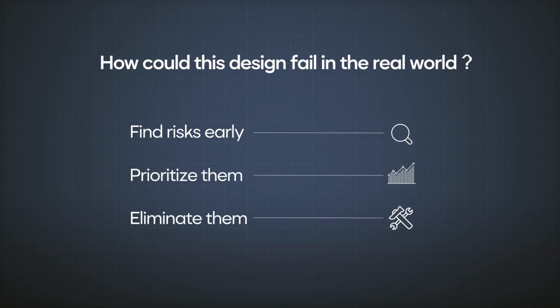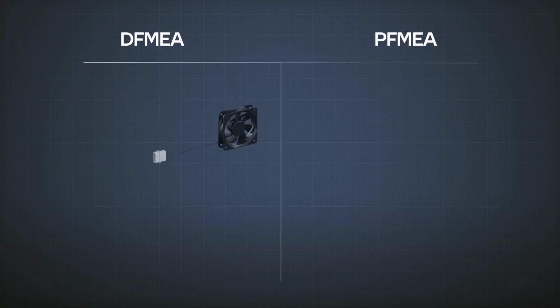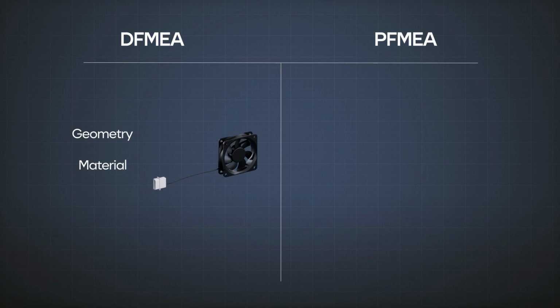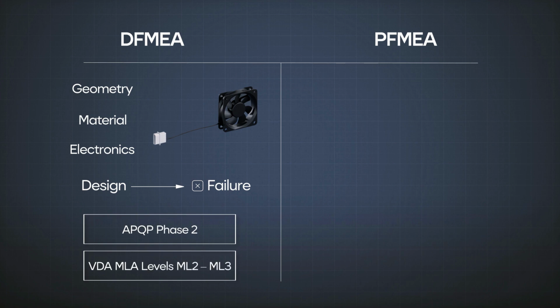Now, before we finish, there are two major types of FMEA you must know: Design FMEA and Process FMEA. The DFMEA analyzes product design risks: geometry, materials, interfaces, loads, tolerances, electronics, and so on. The primary aim here is to prevent design-related failures before any prototypes or tooling are made. It is normally used in APQP Phase 2, Product Design and Development, or in VDA MLA levels ML2 and ML3. Basically, before drawing release, before A samples.